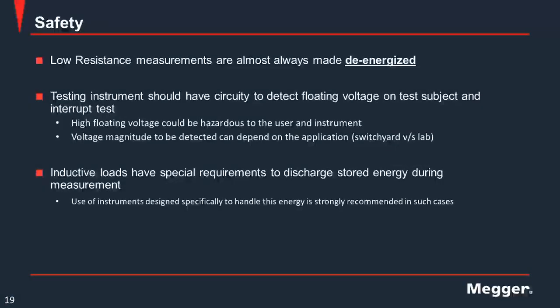Low resistance measurement is normally made on out of service or de-energized equipment. So testing instruments will have circuitry to detect floating voltage on the test object. The equipment should also interrupt the test when there is a floating voltage on the circuit, because high floating voltage could be hazardous to the user, operator, and instrument. The voltage magnitude to be detected can depend on the application. For example, testing switchgear is different from a lab application on some PCB.